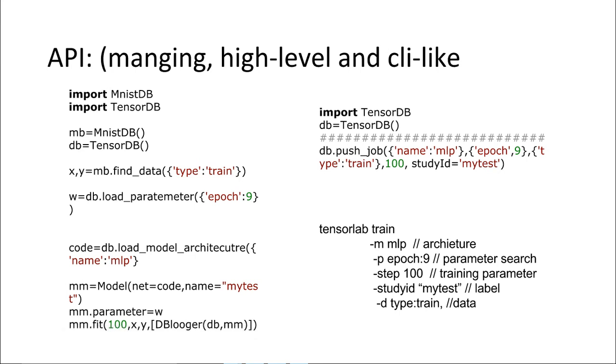So if we look at the code, the lower-level API is very simple compared with traditional deep learning code. You just specify your database, you find your training data, you find the parameters, you find the model architecture, and then train your model. This is the low-level API. On the high-level API, this is more like putting in a dictionary, and you can build a command line interface like the following part.